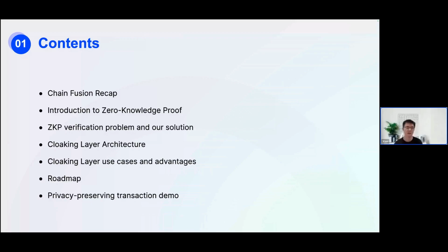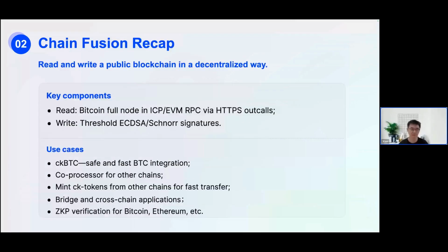I think we have been running along the Chain Fusion series, and I have seen awesome videos and presentations given by other speakers. I know everybody must have heard the Chain Fusion concept many times, so here is just a quick recap of what it is about. From my personal understanding, it's an awesome technology. Basically, it allows you to read and write a public blockchain in a decentralized way. That is what ICP offers with Chain Fusion.